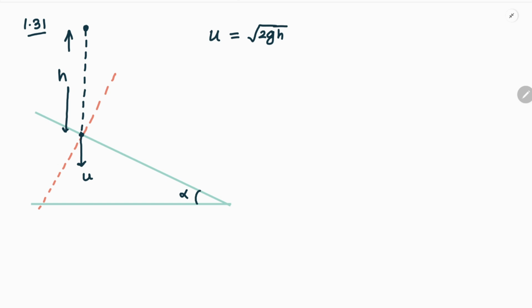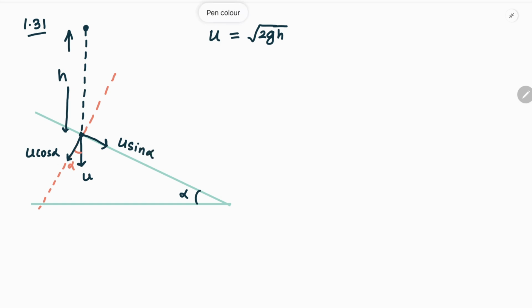Now at this point when it is making an impact, this angle will become alpha, and hence we can say that there will be two components. One component will be this, which is equal to u cos alpha, and the other component will be this, which is equal to u sin alpha.